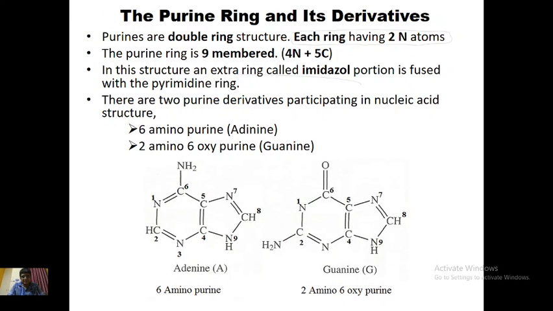The purine ring and its derivatives. Purines are double ring structures. Each ring has 2 N atoms. The purine ring is 9-membered, 4 N and 5 C. In this structure, an extra ring called imidazole portion is fused with the pyrimidine ring. We have already seen this. There are 2 purine derivatives participating in nucleic acid structures: 6-aminopurine, adenine, and 2-amino 6-oxypurine, guanine. So that is all for today.